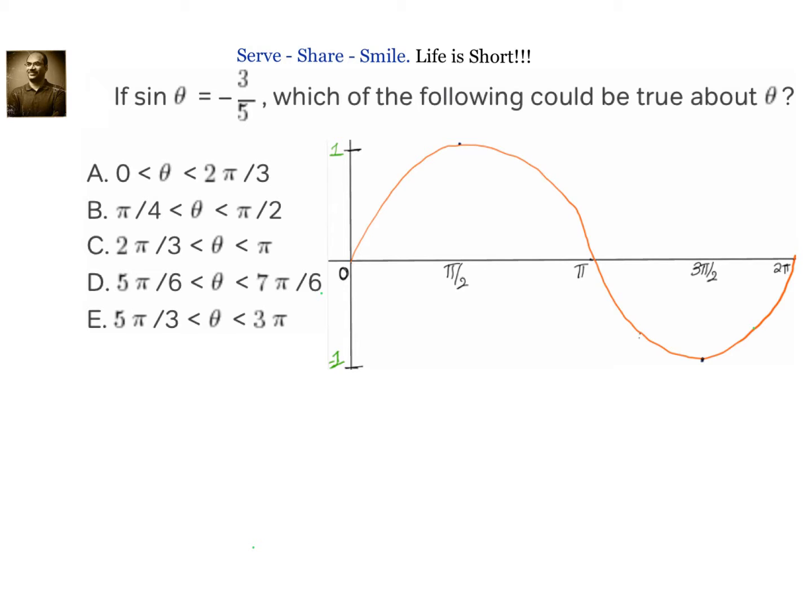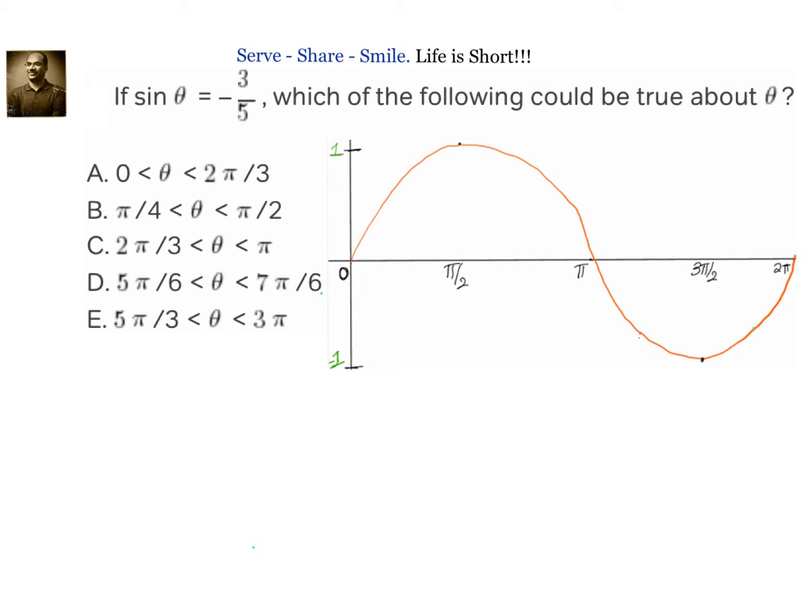Let us look at this problem. If sine theta equals minus 3 by 5, which of the following could be true about theta? So we have to pick one of these options where sine theta equals minus 3 by 5, which options are correct.